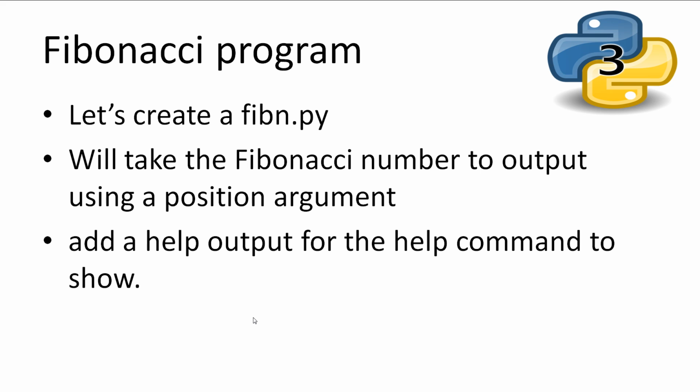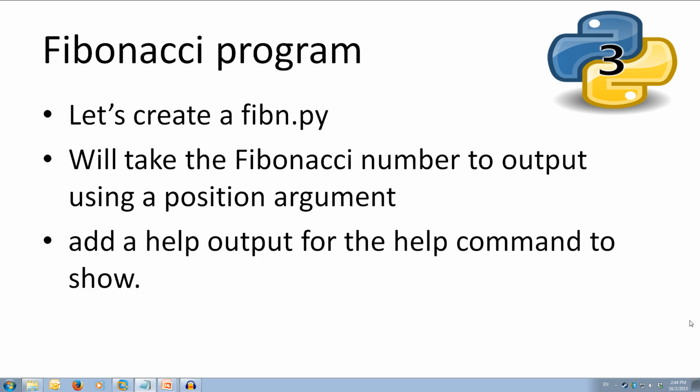Now that we know how the basics work, let's have a closer look as we build a quick program to test out the argparse module on. Let's create a program that outputs the nth Fibonacci number. We'll have a required positional argument num for the program to calculate to. We'll also add the help output. Okay, so let's create a file called fibn.py.